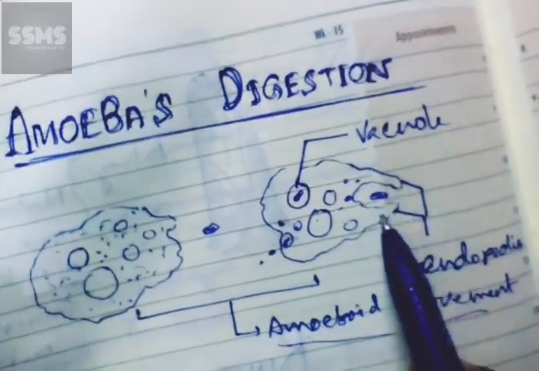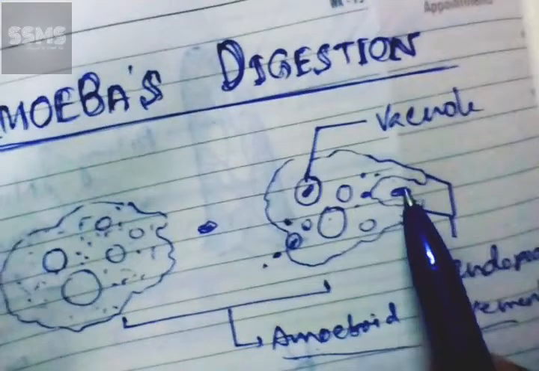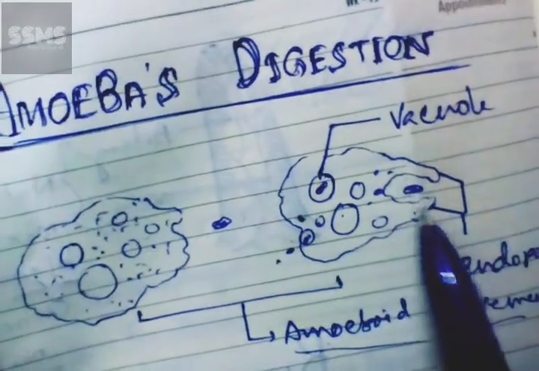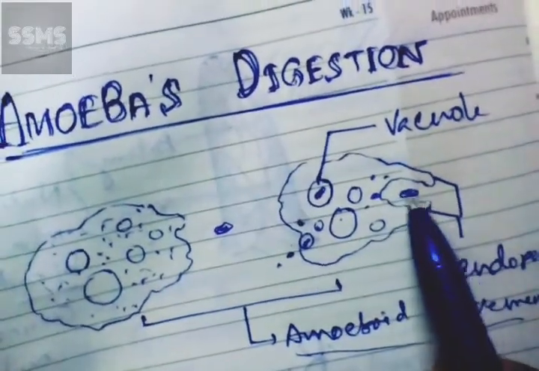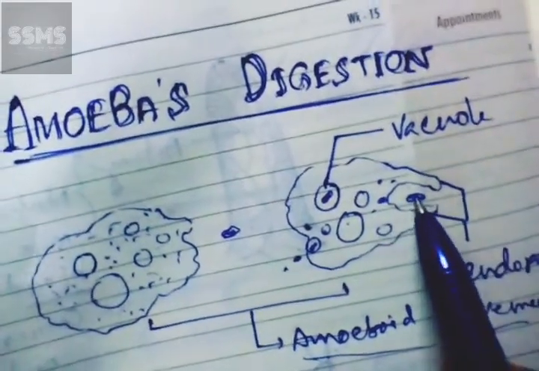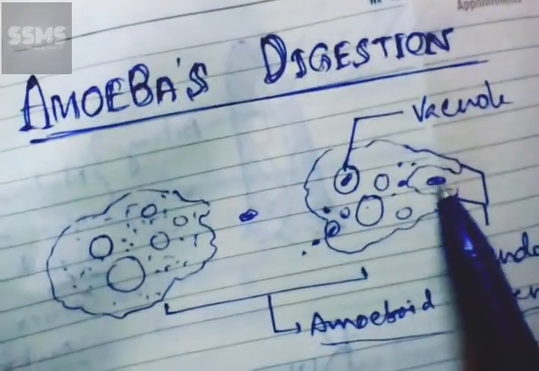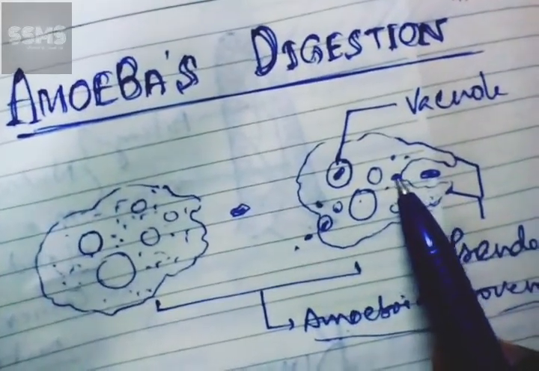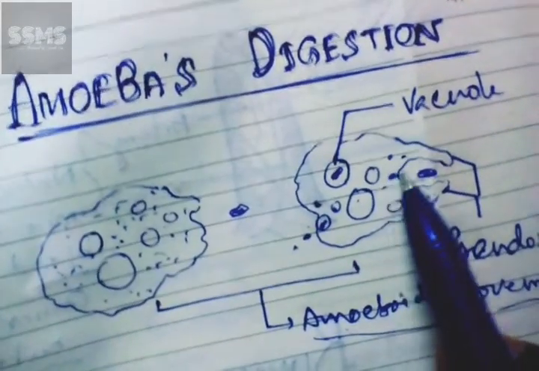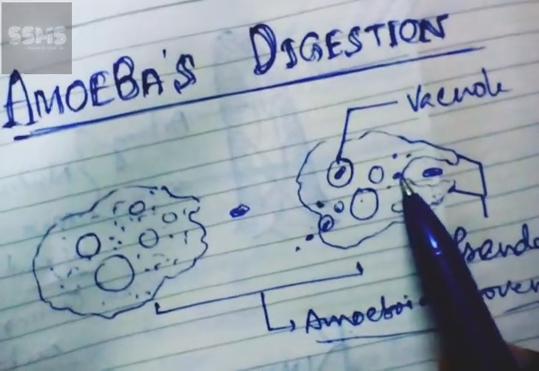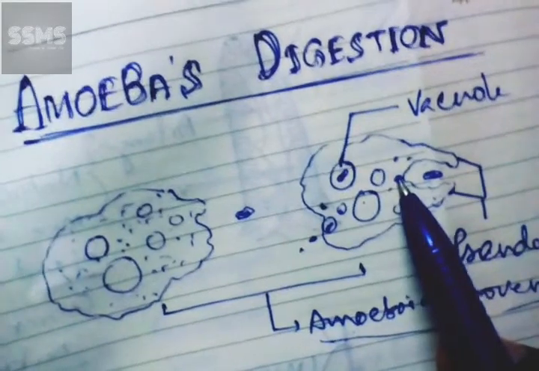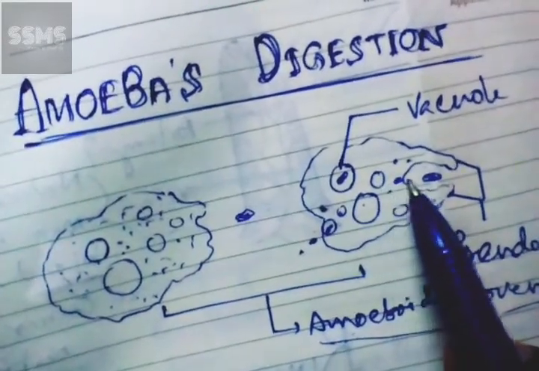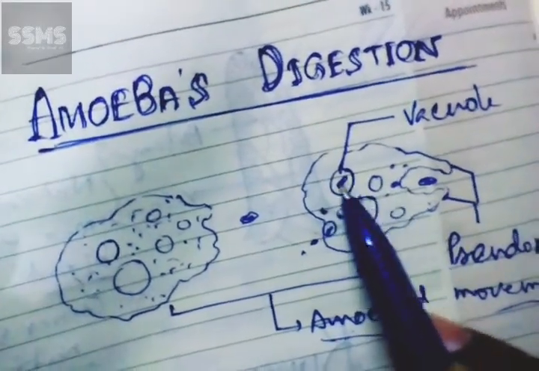And this pseudopodia also helps to catch their food items. Here you can observe that from two sides the stretched body parts came, and it is trying to catch these food items. After having the food, what happens? When the food is taken, it moves directly inside the jelly-like body. After taking the food inside the body, where does it go? It moves inside the vacuoles.